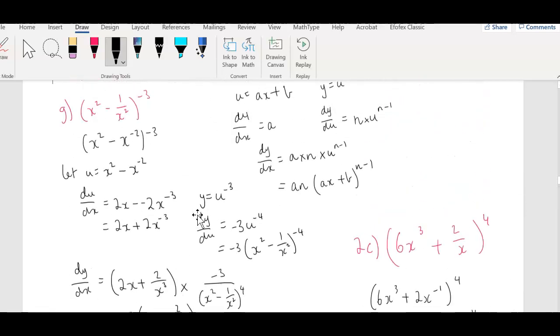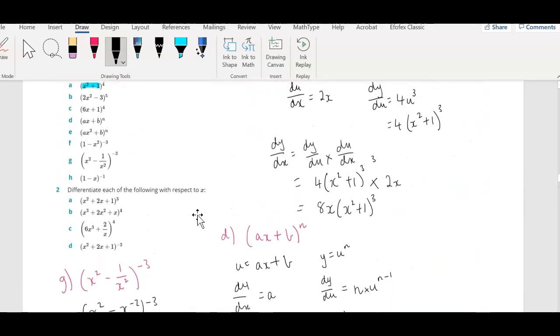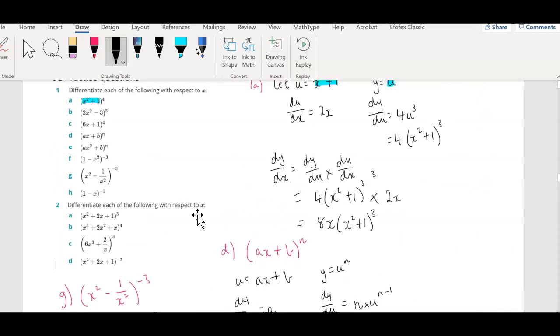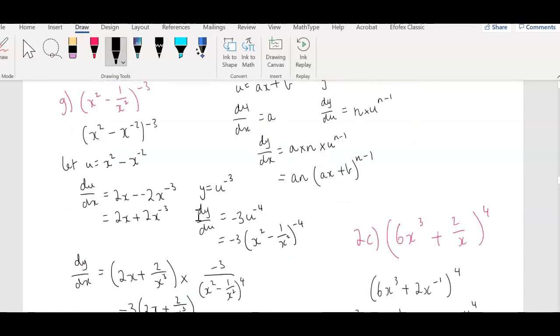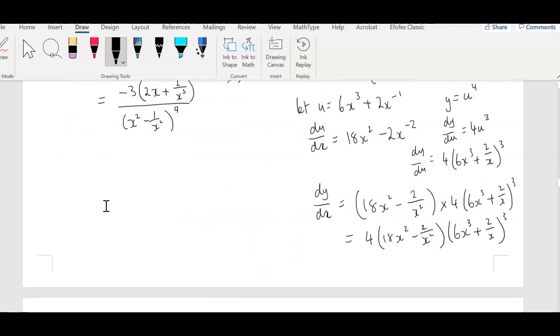So that's the chain rule. Just recapping, you just let u, in this case, equal the bracket. Then you're finding du/dx, then dy/du, so you write y in terms of u, and then you multiply. I'm going to leave that there, and then we'll do 9F.